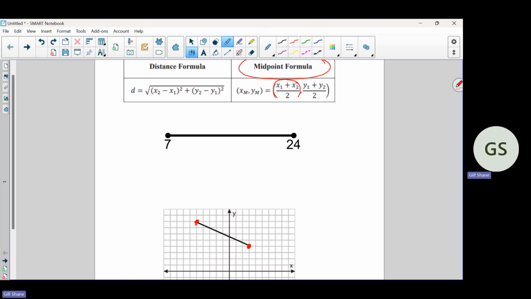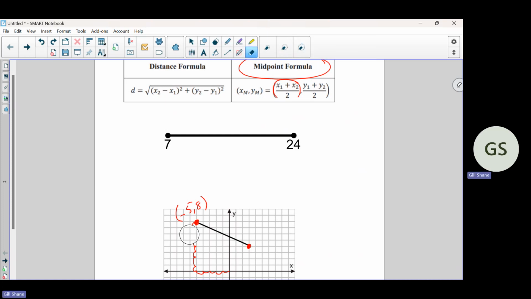So to figure out this one here on the left, I go 1, -1, -2, -3, -4, -5. Always go left or right first. So there's -5, then 1, 2, 3, 4, 5, 6, 7, 8. So -5, comma 8 is that endpoint.